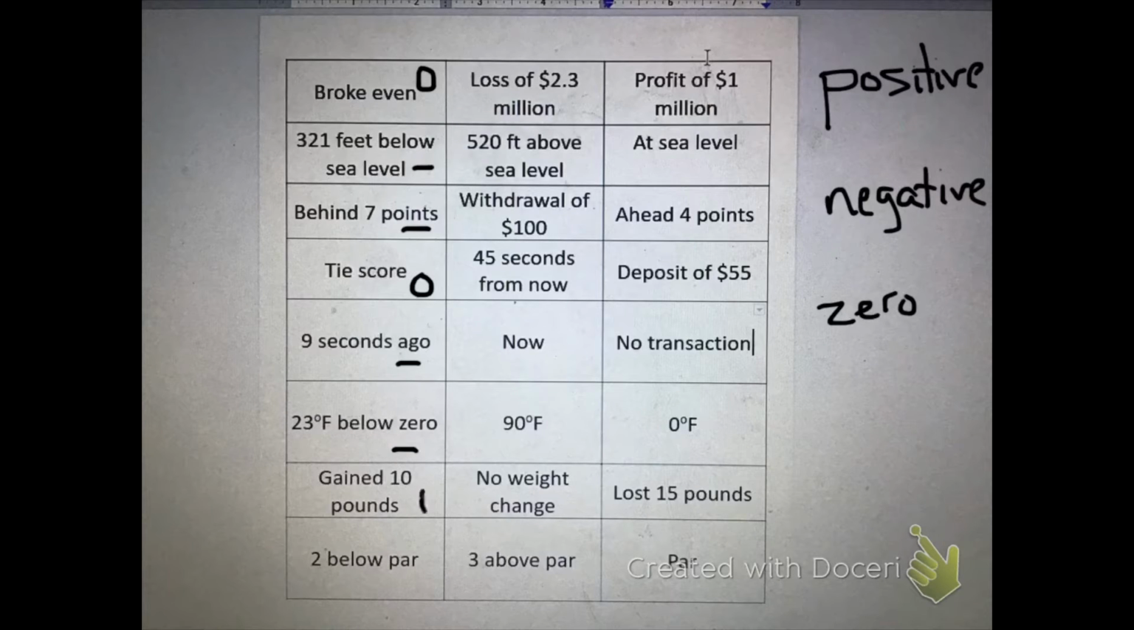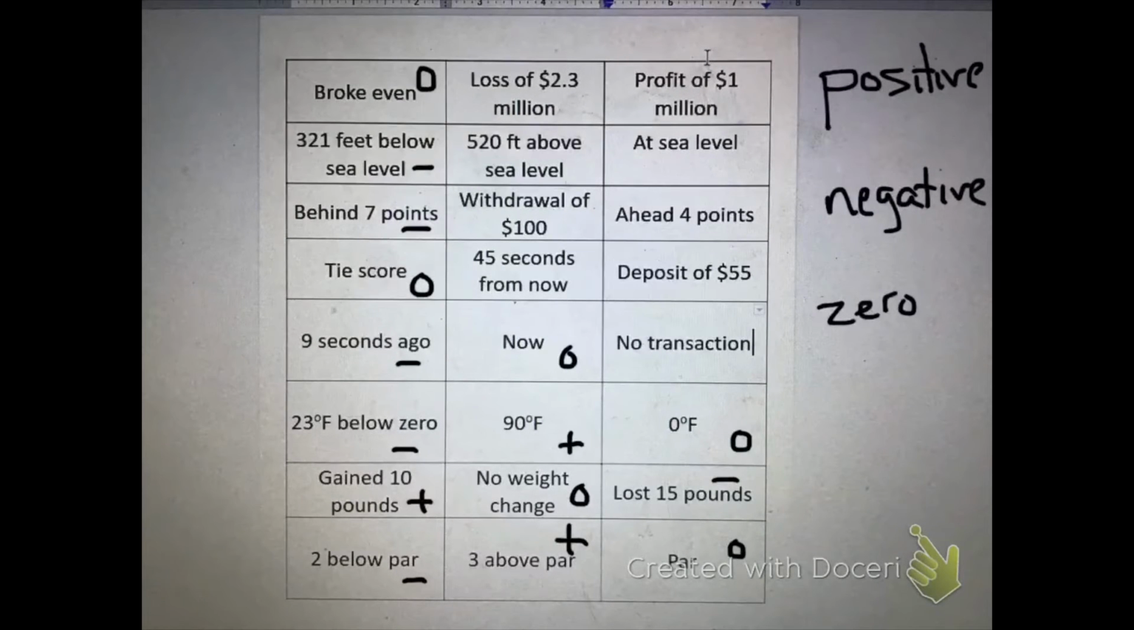Gain 10 pounds, so that's plus, that will be added on to your current weight. 2 below par. Now, par is something that the kids have a bit of an issue with if they haven't played golf, so you have to kind of relate to them. 3 above par would be a plus, and then par, it means it's exactly at zero. No weight change, that would be zero. A loss of 15 pounds would be negative. 90 degrees, well, since that's above zero, that's actually going to be a plus. 0 degrees obviously would be zero. Now, in terms of time, that's right now, so it's zero.